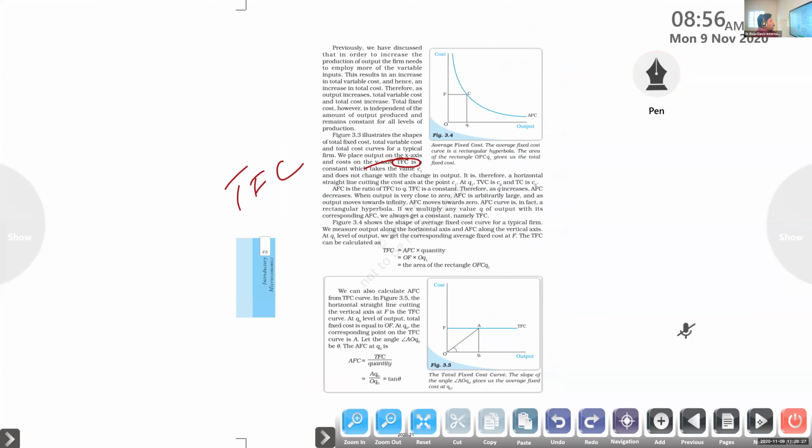Next one, constant which takes a value C1. So the value of TFC on that graph is C1, and it does not change with the change in the output. There is no relation with the output. It is therefore a horizontal straight line cutting the cost axis at the point C1. C1, you can see here.